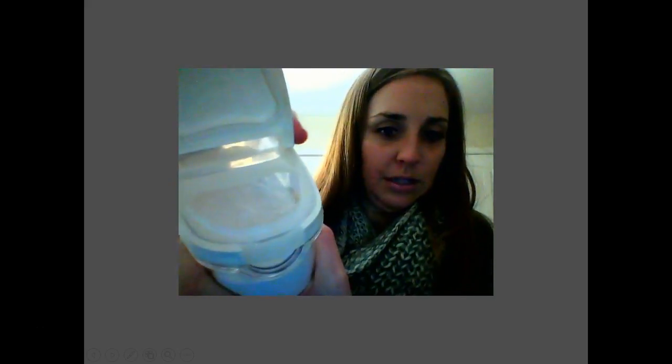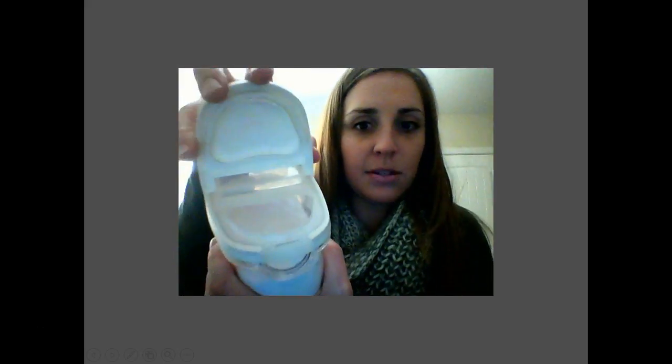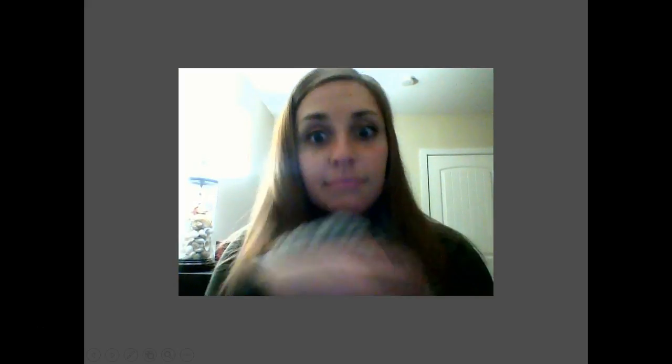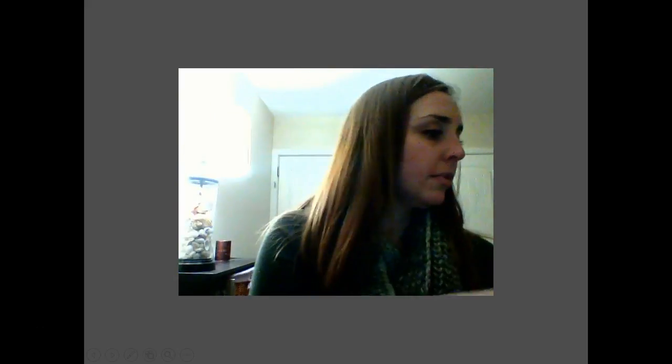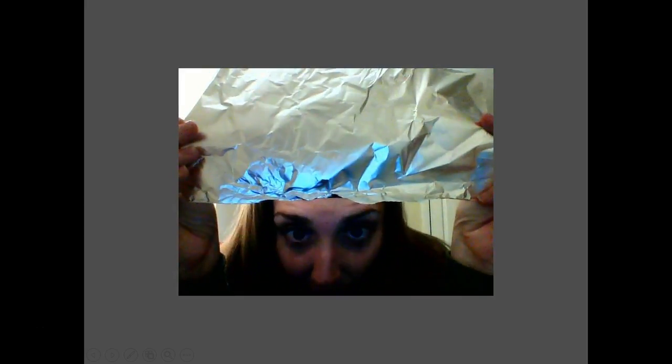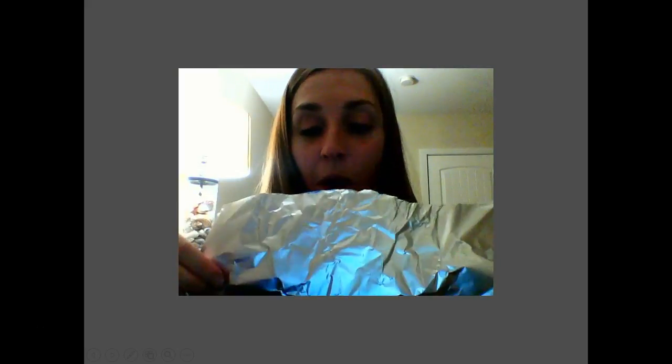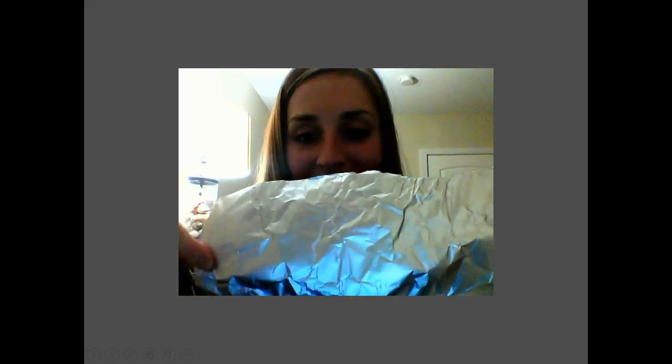Okay, next thing, sugar. This is how I keep my sugar at my house. So sugar is C6H12O6. So if it has a formula, it's a compound. Okay, how about in here? This is aluminum foil. This is just aluminum. Is it on the periodic table? It is. So this is an element. This is the element Al, aluminum.